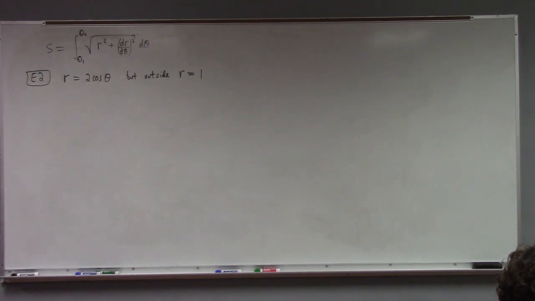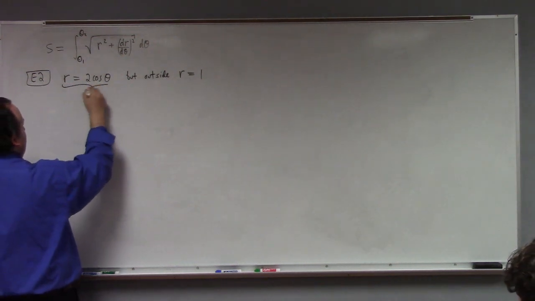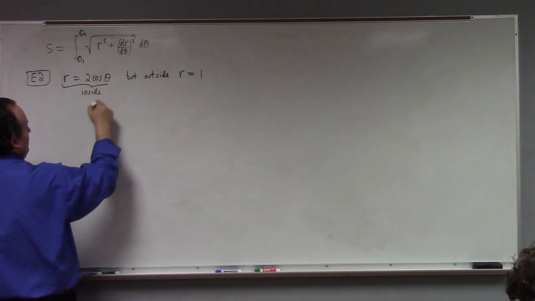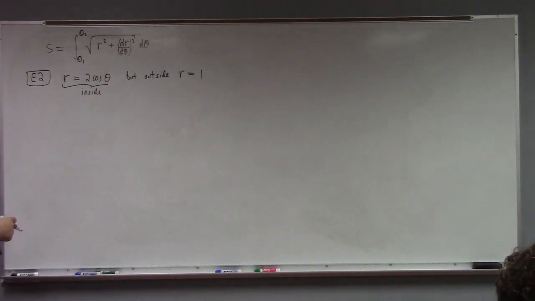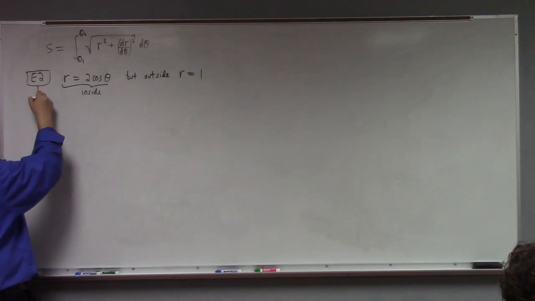All right, so inside this, but outside that. We want to find the area of that region. Can we make sense of this? What do these look like?